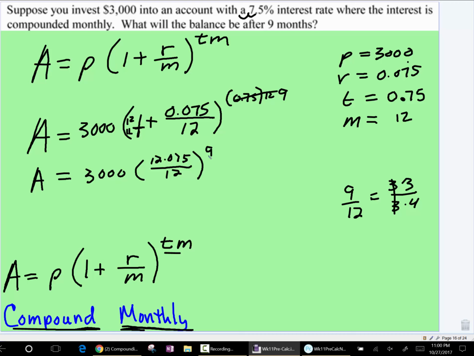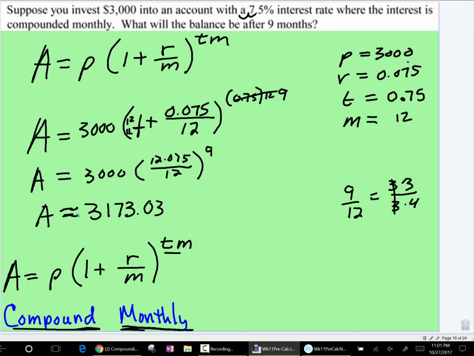All right, and I'm going to plug that in. 3,000, left parentheses, 12.075 divided by 12, right parentheses, caret 9. And the amount in the account, when you're compounding monthly after 9 months, will be $3,173 and about 3 cents. So we could put an about right there.